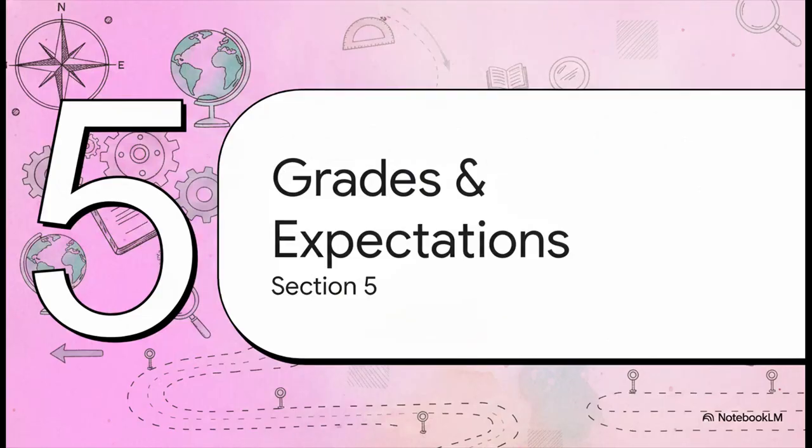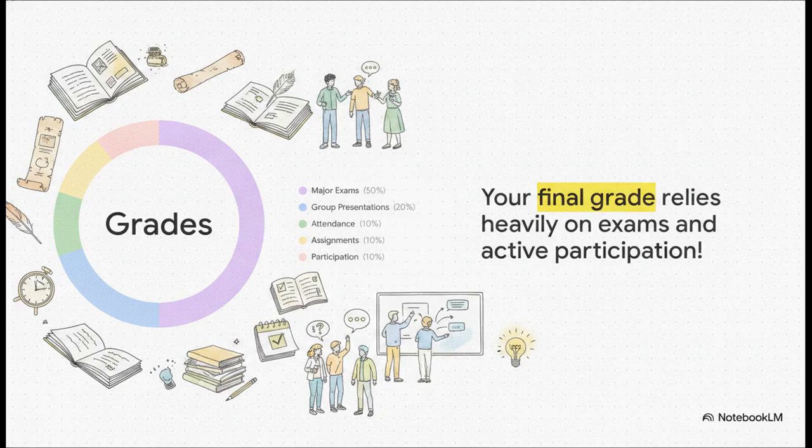Bringing it back down to earth, we have Section 5, Grades and Class Expectations, the Rules of the Road. You need to know exactly how you'll be assessed. Yes, major exams make up a solid 50% of your grade, but look at the rest of that pie. Group presentations are 20%, attendance is 10%, assignments are 10%, and class participation is another 10%. This means showing up, being active, and working as a team makes up a massive 40% of your success in this course. You can't just ace the tests and sleep through the lectures. You really have to be present and engaged.